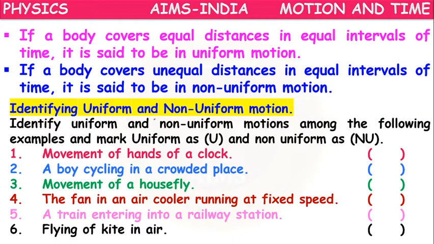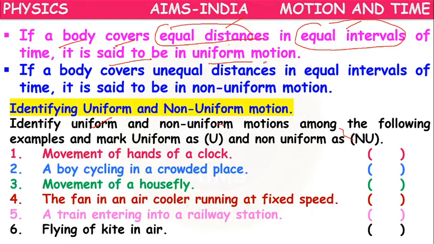So next, how can we define uniform motion? By the above table, in a simple way, if a body covers equal distances in equal intervals of time, these two words are very, very important, children: equal distances in equal intervals of time. It is said to be in uniform motion.